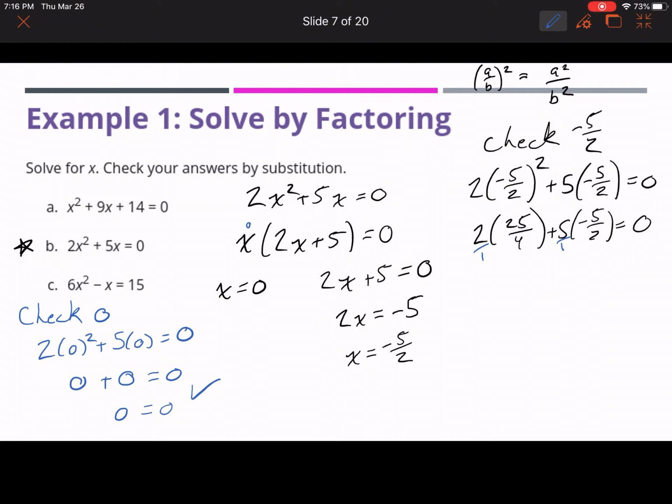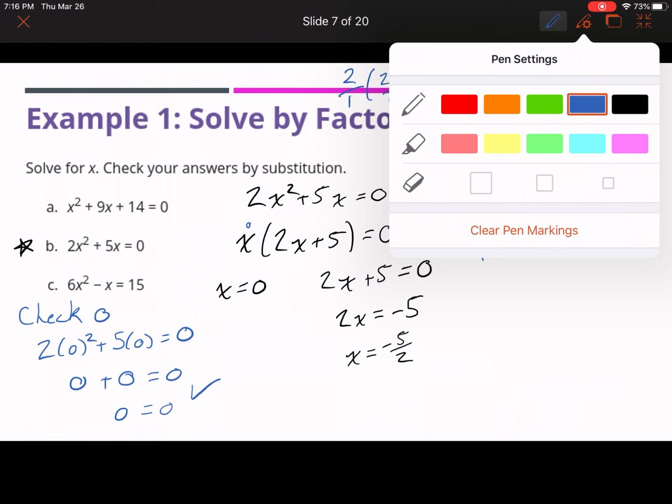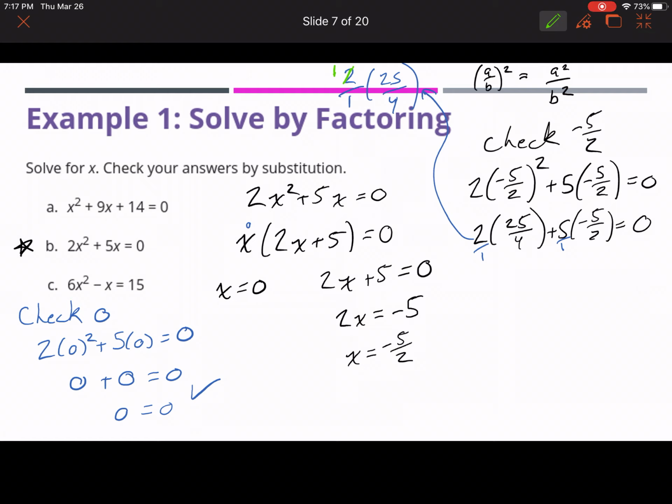Again, I can cross cancel out some things here. Because I have a 2 and a 4, I can divide both of those by 2, making my 2 into 1 and my 4 into 2, ending up with 25 over 2. I'll show you how that matches up as we move down. But if we're doing it the other way, multiplying the numerators, multiplying the denominators, we have 50 over 4.